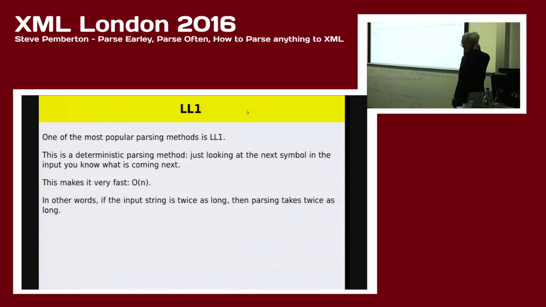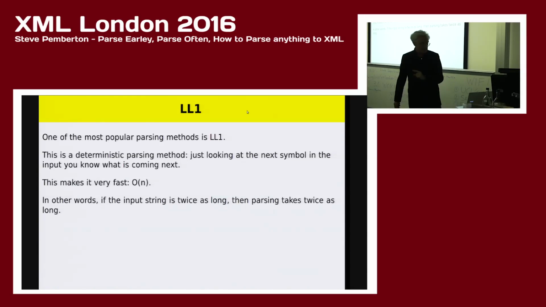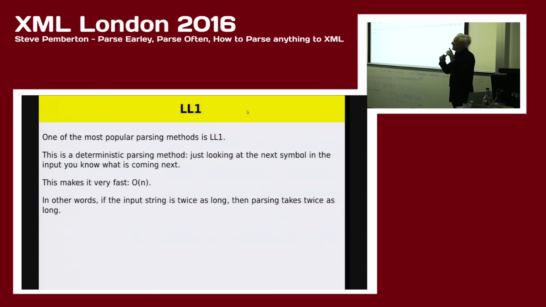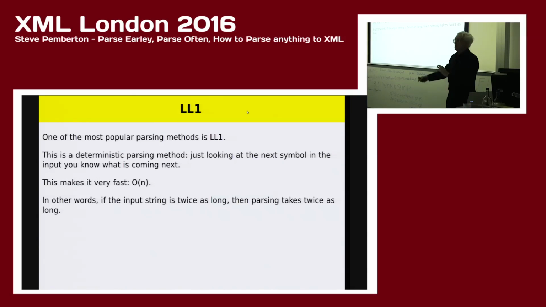Now, one of the most used versions of parsing methods is LL1. It's deterministic, and that's what the one is referring to. You only need to look at the next character in the input to decide what's going to come next. So you don't have to look far ahead in the input. You can just look at the next input character or next input symbol, and you know what you're parsing for the next section. This makes it very, very fast.